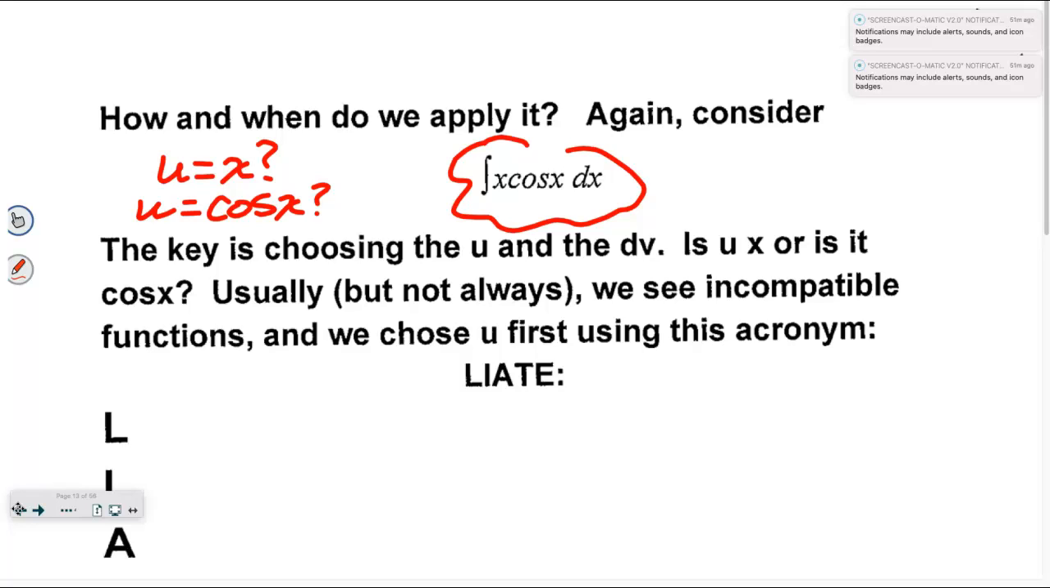To decide, we're going to use an acronym. And I like to call it LIATE. I've heard it called LIATE, but that doesn't sound as good. It sounds like what I say.